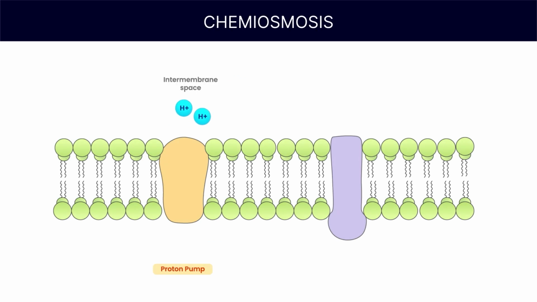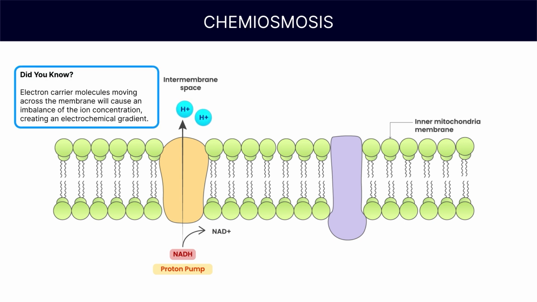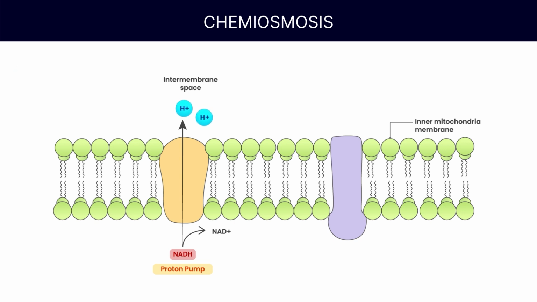All the electron carrier molecules from the CAC will now move across the membrane of the mitochondria and begin the process of chemiosmosis, where ATP is made. In the process, the electron carrier molecules will cause an imbalance of the ion concentration inside the membrane, creating an electrochemical gradient. The hydrogen ions inside the mitochondria will then begin to flow across the membrane where the concentration of ions is lower, via channels in the membrane made of an enzyme complex called ATP synthase.